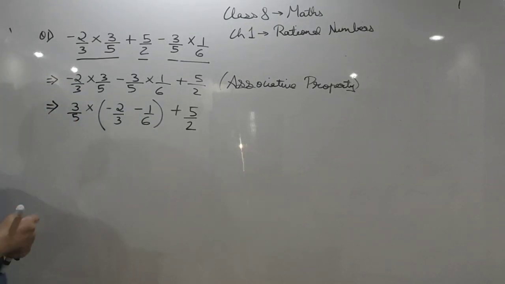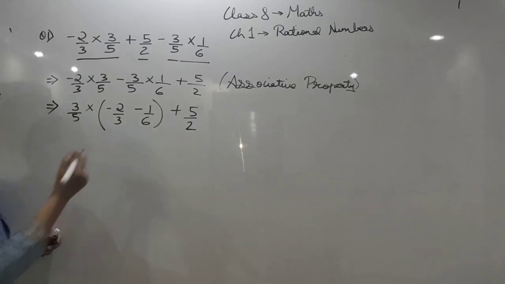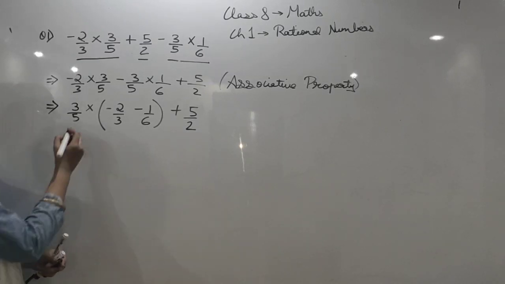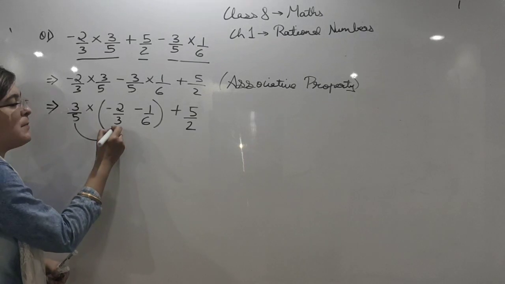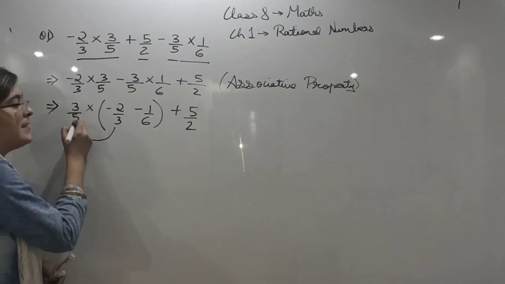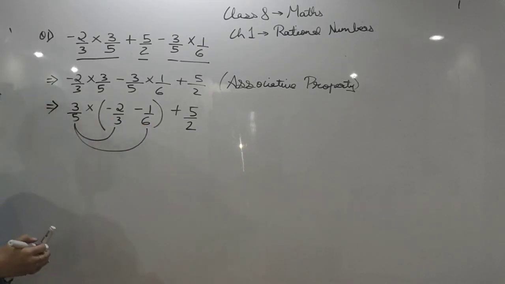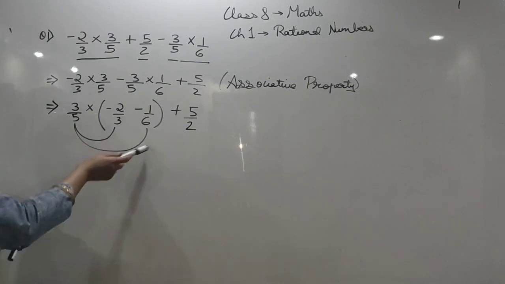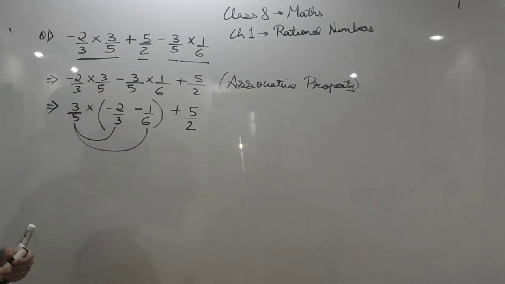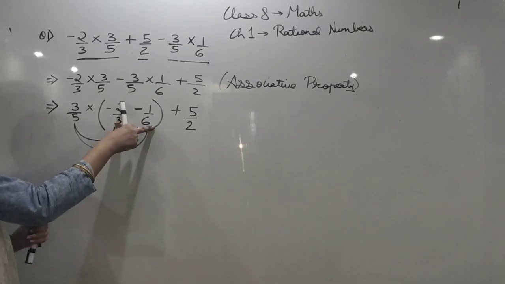Now what will we do? Now we will use the distributive property. What does it say? This number will be multiplied by this, and this one number will be multiplied by this. But if we do so, what will it become? It will become the same condition. So we won't do that. We will solve the bracket.